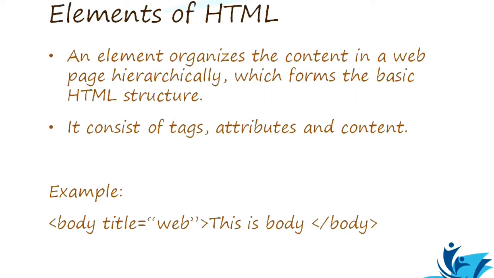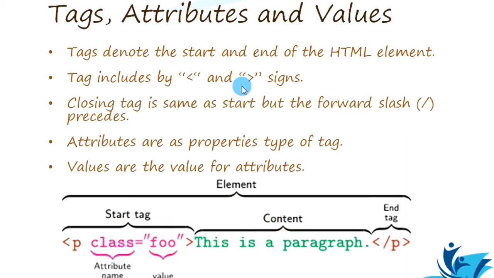Elements of HTML. An element organizes the content in a web page hierarchically, which forms the basic HTML structure. It consists of tags, attributes, and content. For example, body title equals web, this is body, and the body closing tag. This full syntax is called an element. Tags, attributes, and values.